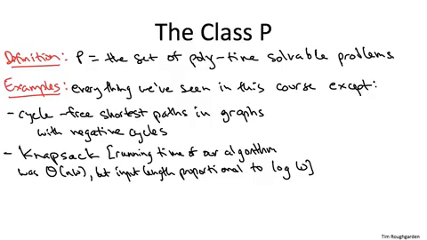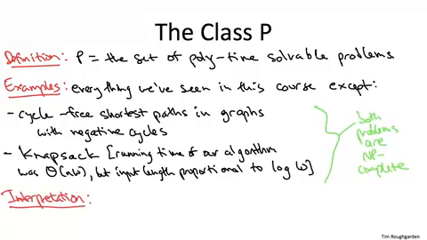Now, it's no accident that we failed to get a polynomial time algorithm for the knapsack problem, because that is, in fact, an NP-complete problem. And again, we'll explain what NP-complete means shortly. So that's the mathematical definition of the complexity class P, but more important than the math is the interpretation. That is, how should you think about the class P? How should you think about polynomial time solvability?